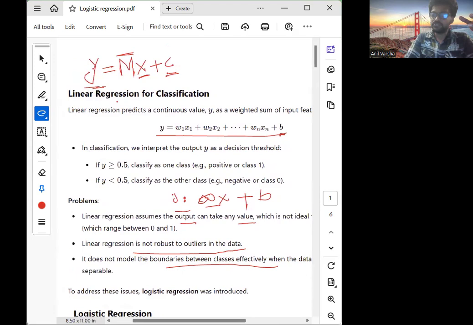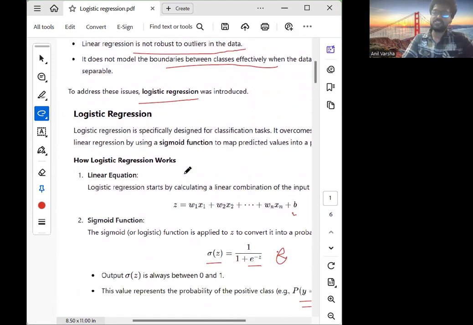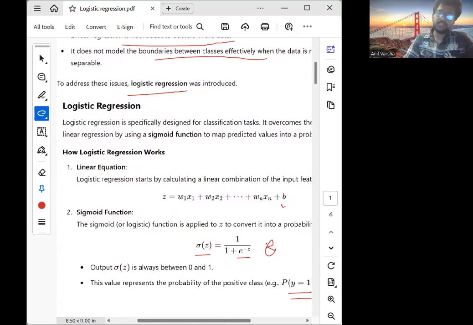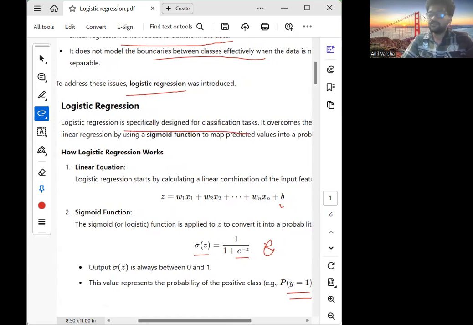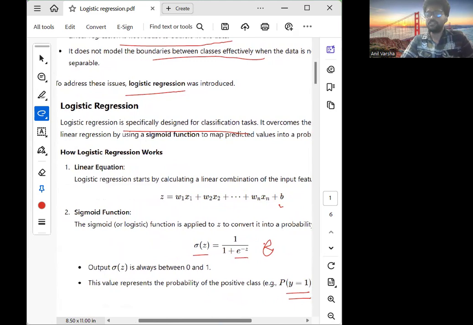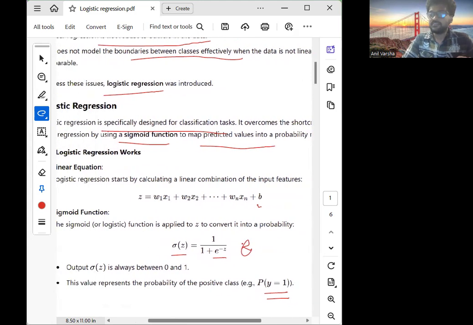To address these issues, we are introduced to something called logistic regression. What is logistic regression? As we discussed at some point in our program, logistic regression is specifically designed for classification tasks. It overcomes the shortcomings of linear regression by using a sigmoid function to map the predicted value into a probability that is between 0 and 1.